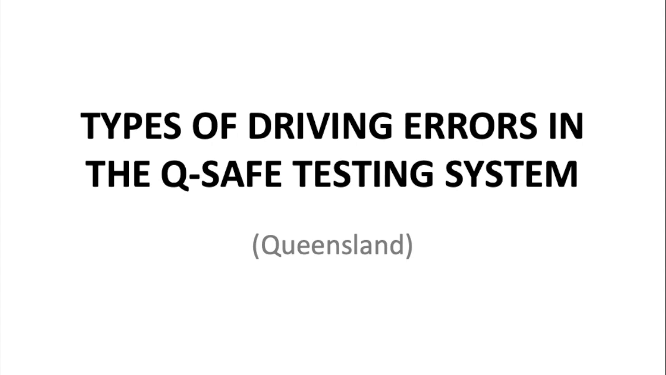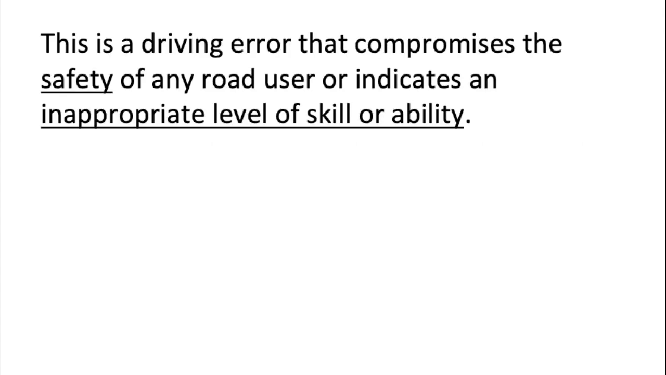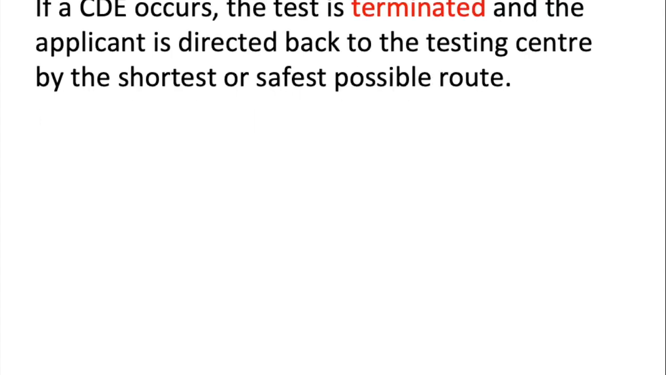Types of driving errors in the QSafe testing system. Critical driving errors. This is a driving error that compromises the safety of any road user or indicates an inappropriate level of skill or ability. If a critical driving error occurs, the test is terminated and the applicant is directed back to the testing centre by the shortest or safest possible route.